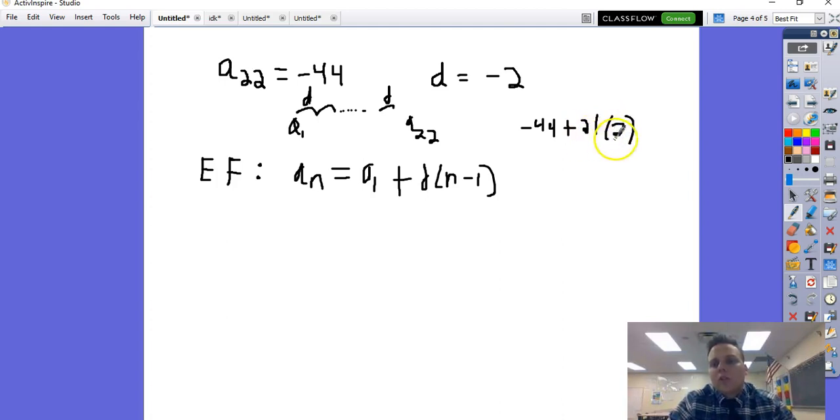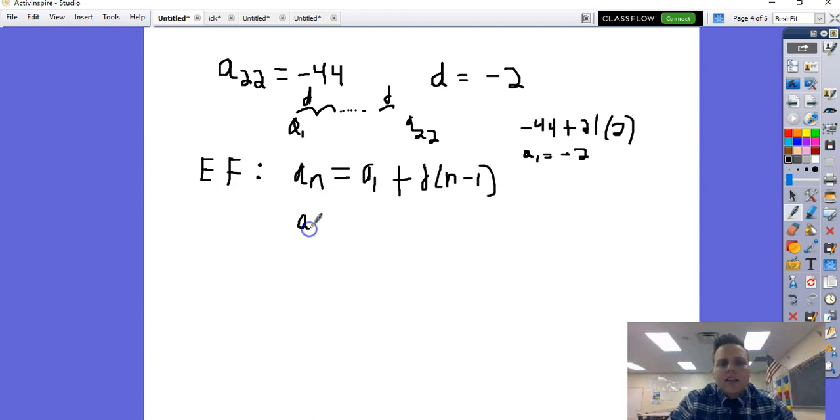21 times 2 is 42. Negative 44 plus 42 is negative 2. So then the very first term, a of 1, is negative 2. Because, again, if you went backwards on d a total of 21 times, you went from negative 44 to negative 42 to negative 40, and so on, 21 times, you get to negative 2. Alright? So now I know a of 1 is negative 2, so the rest of this should be very easy.